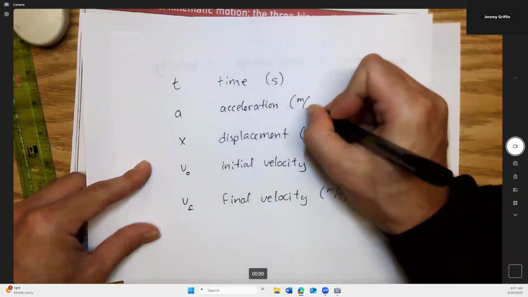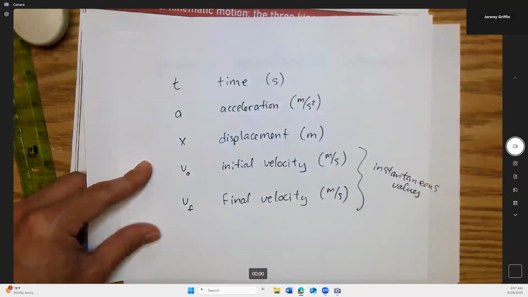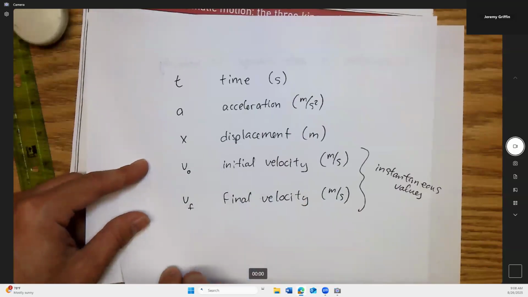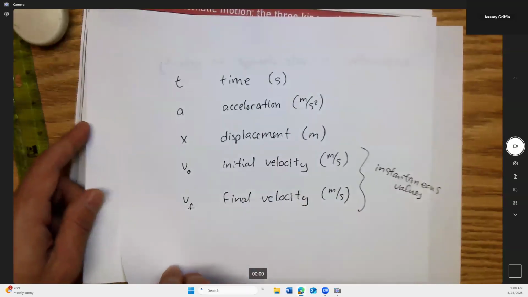So this would be meters per second squared, because it's meters per second per passing second. Okay, it's how fast are you changing your velocity. So if you're in the car, you slam on the gas pedal, you're speeding up. Or if you slam on the brake, come to a stop. That's also a type of acceleration. Negative acceleration, deceleration. Okay, you guys got this?